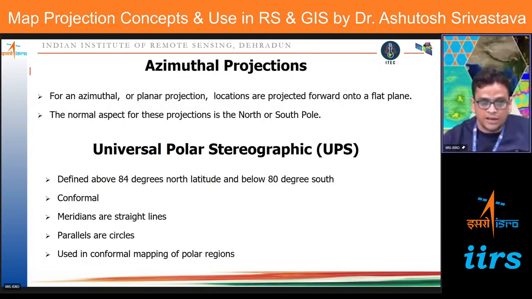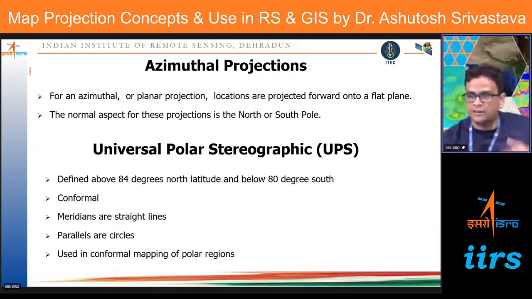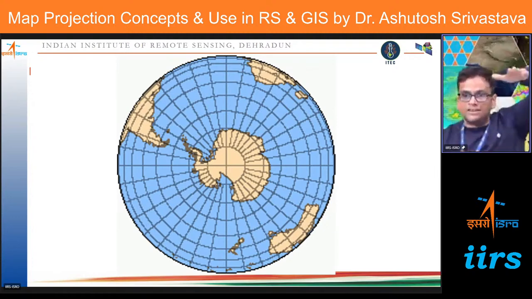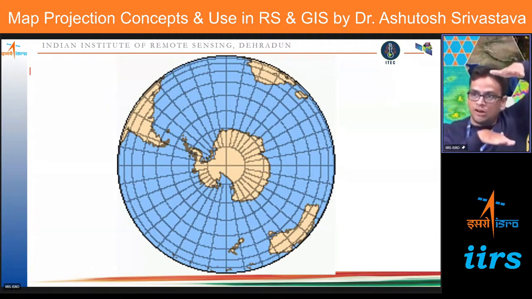Similarly, another one is the Universal Polar Stereographic, UPS, defined above 84 degrees north latitude and below 80 degrees south. It's basically like a flat sheet that we take, which is more useful because of the flatness at the north pole or the south pole. So we use this type of projection system for the north and south poles for better projection.